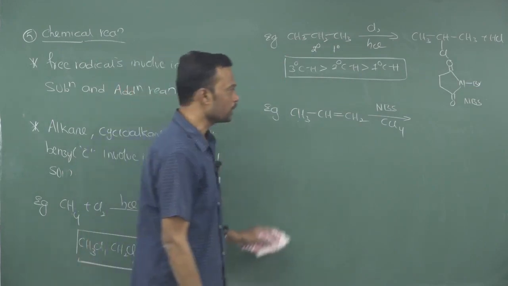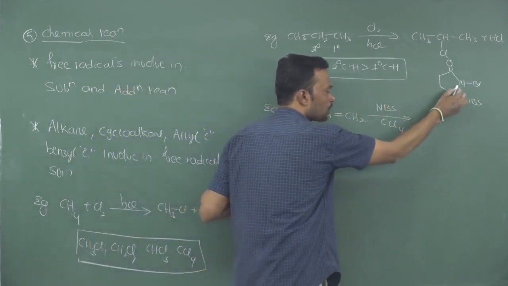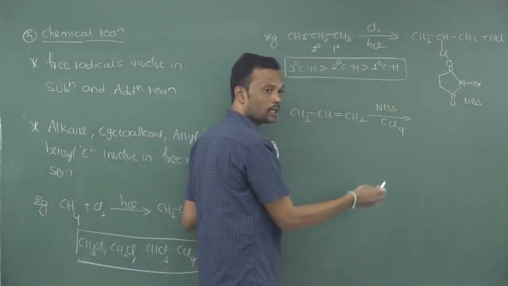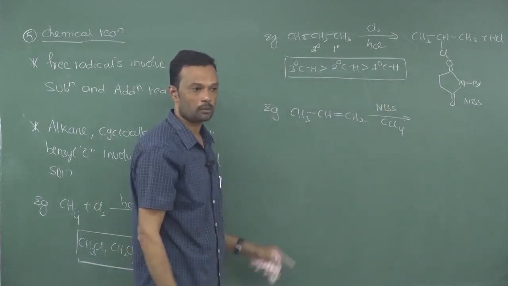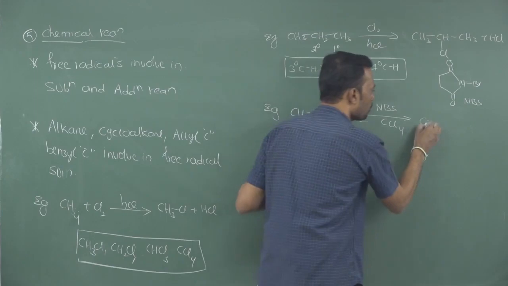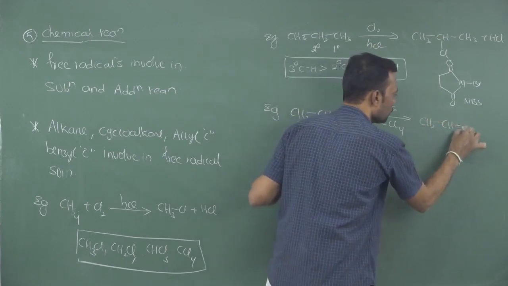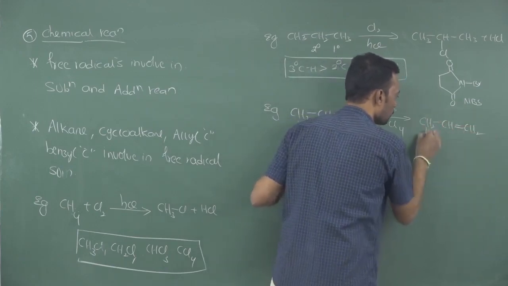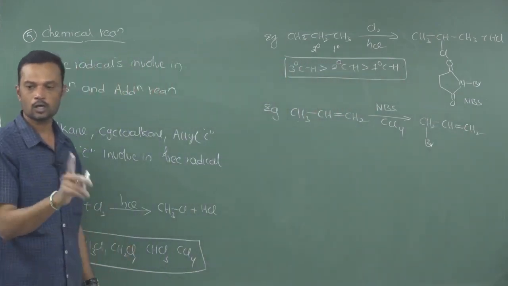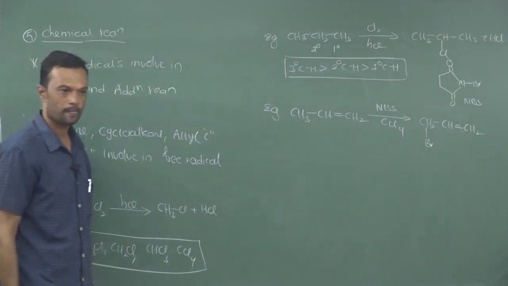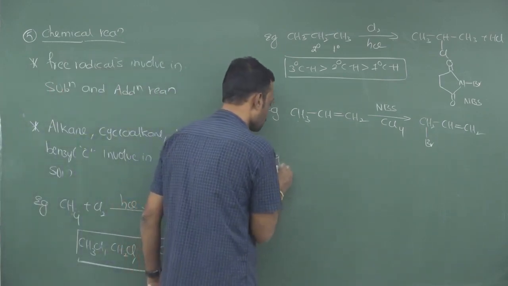N-bromosuccinimide. When N-bromosuccinimide is given, this reagent undergoes a free radical substitution reaction, especially at which place? Saturated carbon. This is a saturated carbon. Remove one of the hydrogens and replace it with bromine. This is a free radical substitution, also known as the Wohl-Ziegler reaction. Okay, I will write that name, just you concentrate.